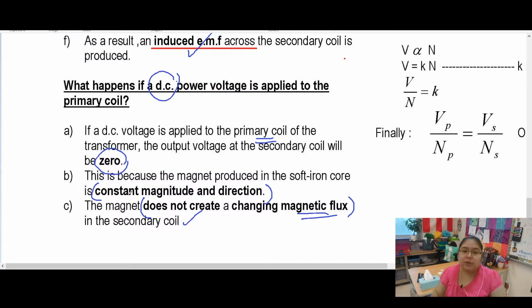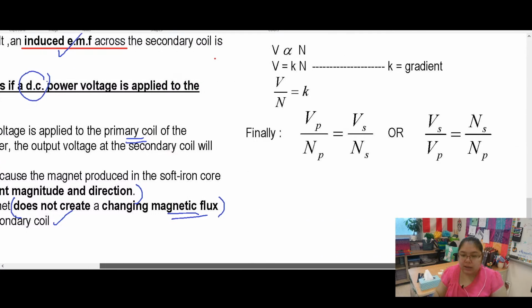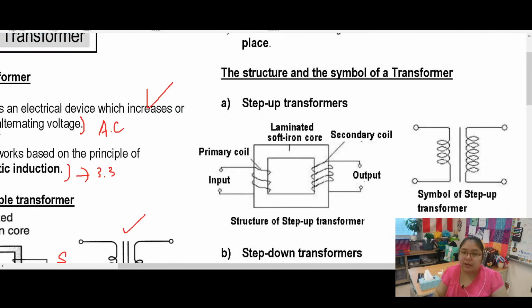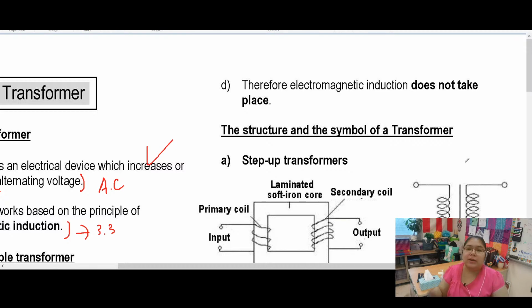Okay, so you just answer they produce a constant magnitude and direction. Do not create the changing magnetic flux. Finally, the secondary coil cannot get the induced current, is it? So from here they say, therefore, electromagnetic induction does not take part. Okay, they do not happen the electromagnetic induction. So this one is the question they will ask, why transformer must use alternating current voltage. Okay, so now we go to the others.